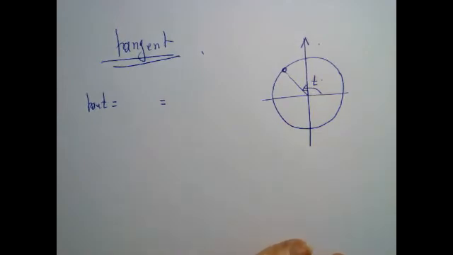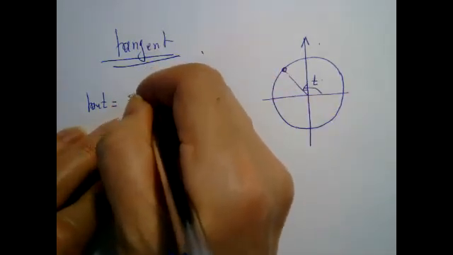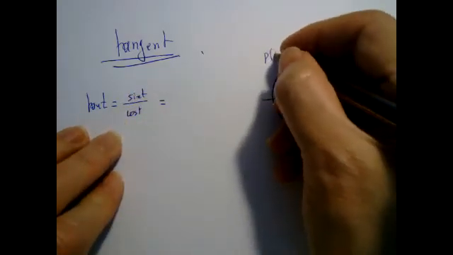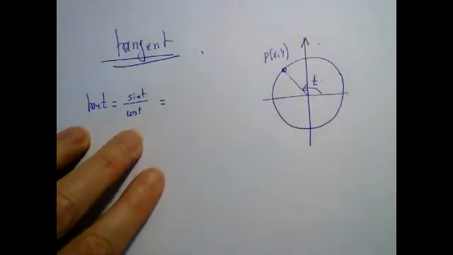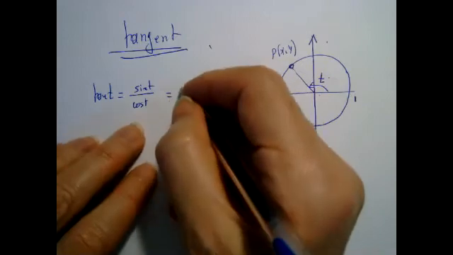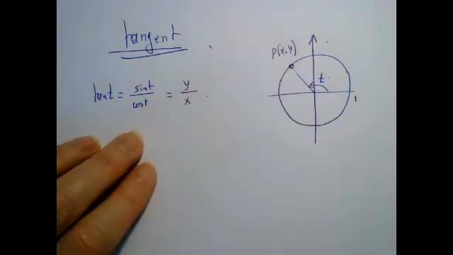What's the definition of the tangent? I don't hear any comments. What's the definition of the tangent? Sine over cosine, or opposite over adjacent. Sine over cosine. In terms of the coordinates of the point on the unit circle, what's the tangent of t? It's the y coordinate over the x coordinate.